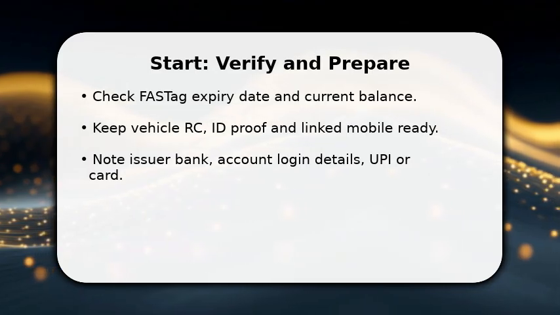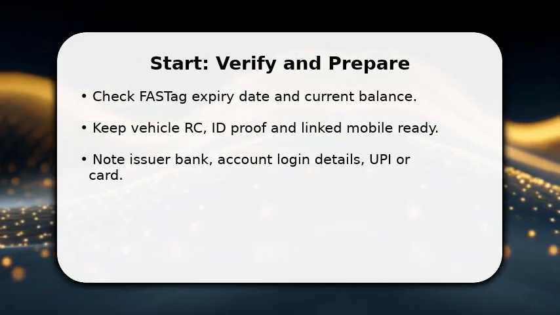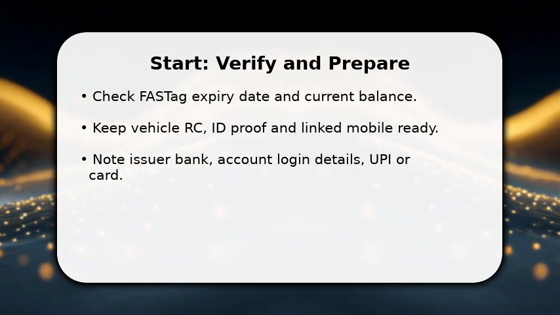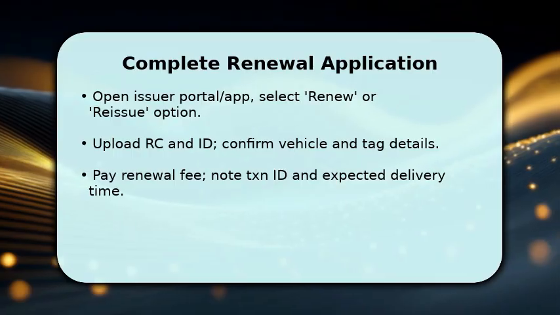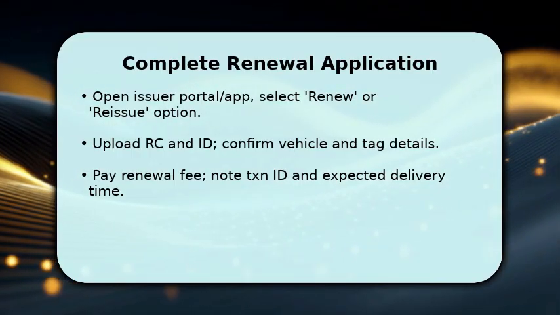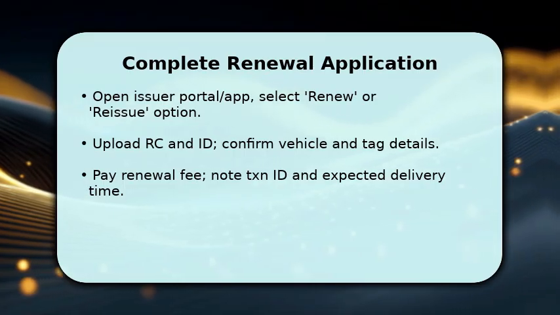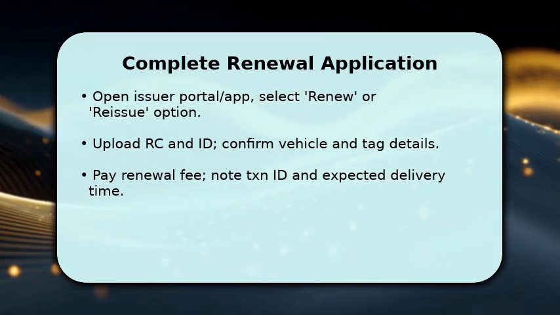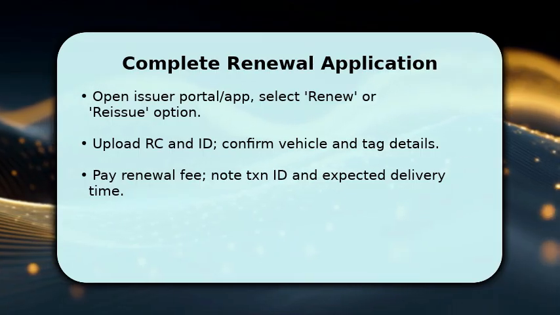If you don't have credentials, use the Forgot ID flow to reclaim access and proceed to the renewal option. You now follow the issuer's renewal flow. Choose Renew or Reissue and verify the Fastag number shown on screen. Carefully upload a clear RC scan and your ID. This ensures the tag stays linked to the right vehicle and avoids rejection.